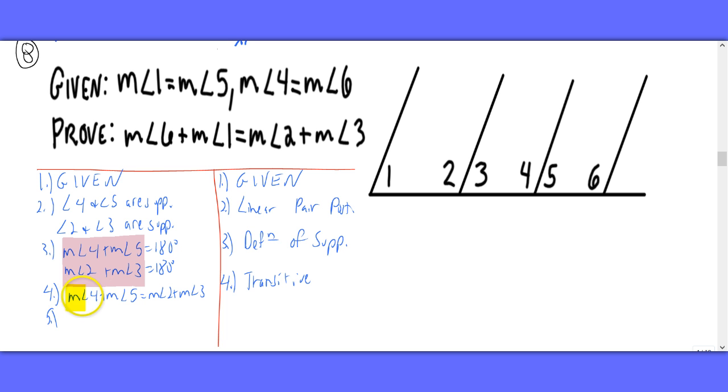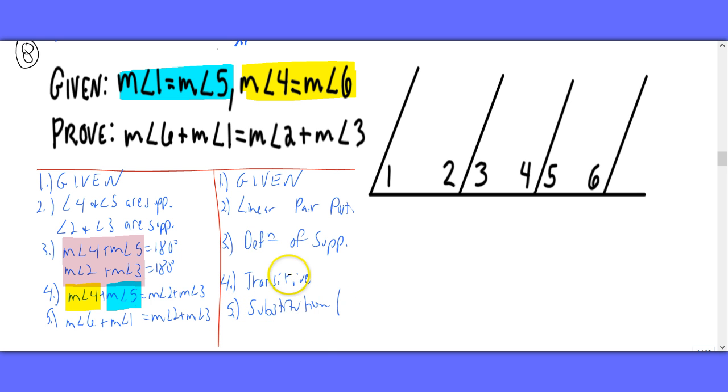we have angle 4, which is equal to angle 6, so we can stick angle 6 in for it. We also have an angle 5 right here. 5 is equal to angle 1, so we can put 1 in where that 5 is at. So we're going to rewrite statement number 4 and say that the measure of 6 plus the measure of 1 is equal to the measure of 2 plus measure of 3, and that is a substitution.